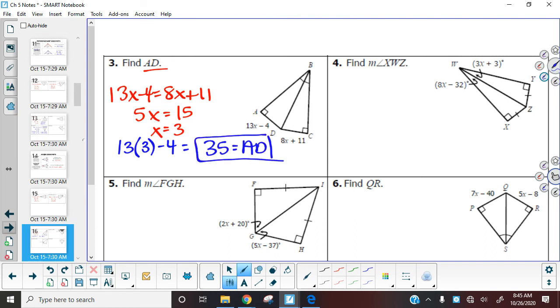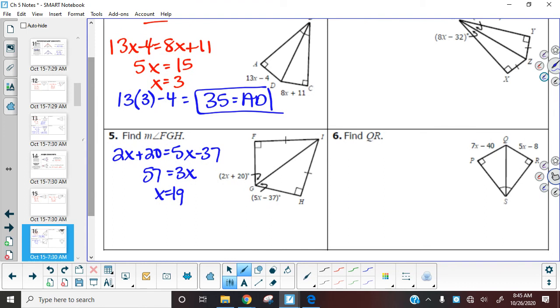If we look right below it, number 5, very similar concept. Okay, those two triangles are congruent by HL, so those two angles will also be the same. And so again, we're just going to set those two equal because they are equal. So when we solve, when we divide by 3, we get x equals 19. But again, it doesn't ask us for x. It asks us actually for this entire angle. And so when we look at this, we're going to plug in 19 for the x. So 2 times 19 plus 20 will give us a value of 58.